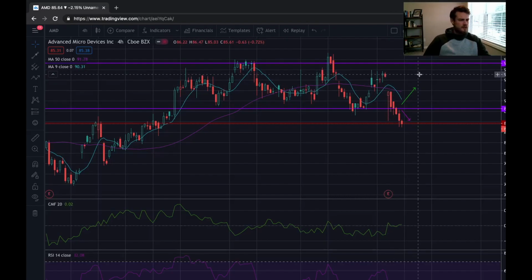So that was the first thing: if I were to go back and look at factors that would have increased my probability of success, having price action move above the 50-day moving average would have probably helped.